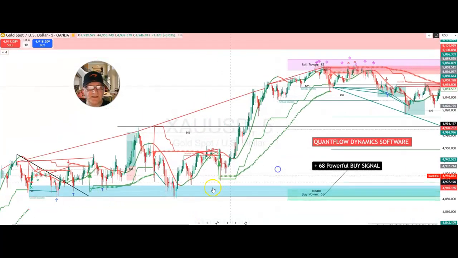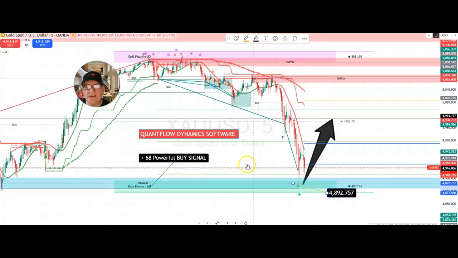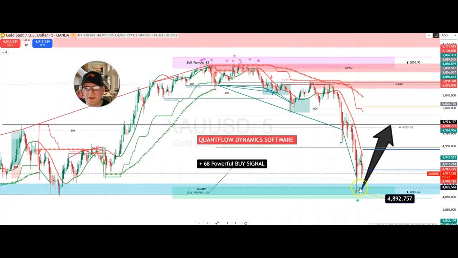And remembering where the demand is. The demand is already set. 48.92 is already set. 48.92 from 48.93. So this area here is really, really important.